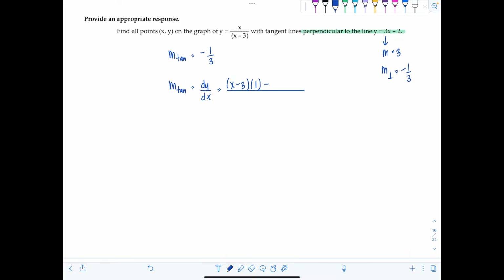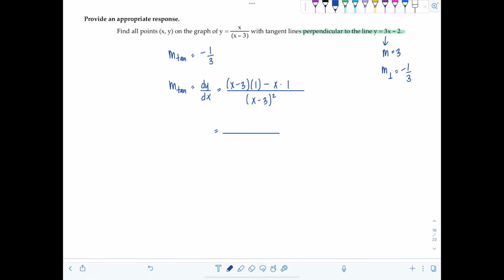Minus high d low is just 1 over low low. There's a remix that says square the bottom, away you go. I don't know how you feel about that. Okay, let's clean this guy up.